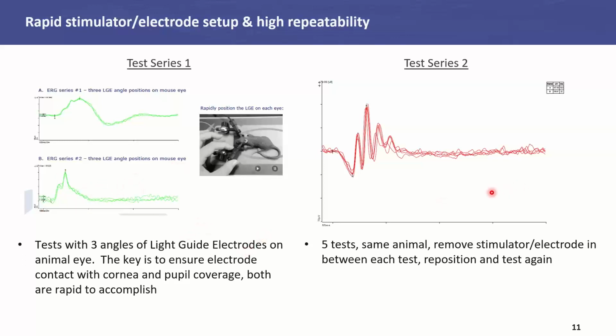We did this again separately, independently. We did this at another lab where they actually had somebody who'd never done ERGs before come in, put the electrodes on the animal, run a result, take them off, put them on again, run a result. They did that 5 times, and you can see that each time they got basically the same result. So really there's very low variability due to the electrode placement, and it allows for much faster setup.